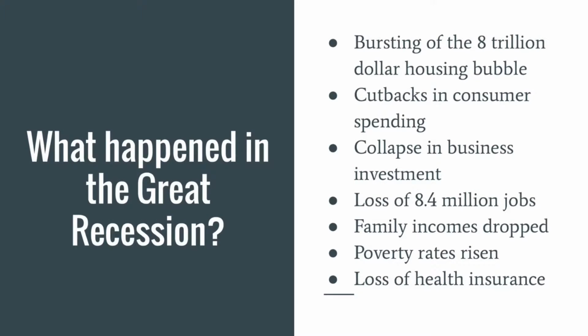The Great Recession officially lasted from December 2007 to June 2009. The $8 trillion housing bubble burst in the United States, which caused cutbacks in consumer spending and a collapse in business investment. There was a total loss of 8.4 million jobs, and then family incomes dropped, poverty rates rose, and there was a huge loss of health insurance.